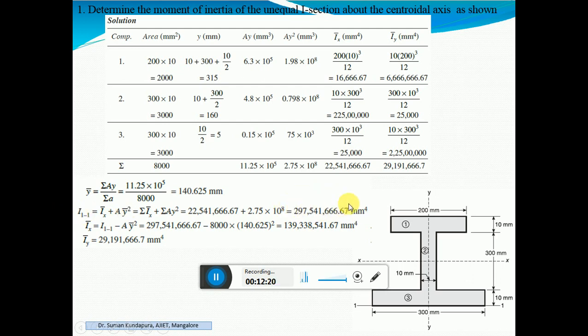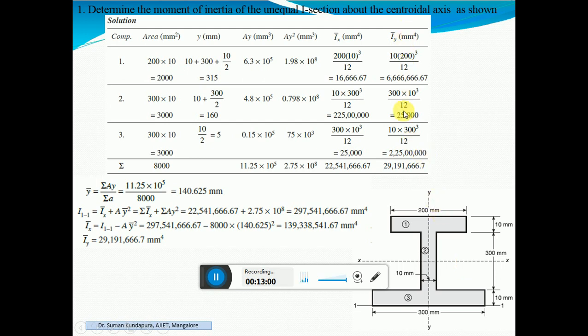Now from this summation I11, I can find out what is Ix bar. That is, summation Ix bar is equal to I11 minus A into y bar square. So please substitute the value of I11 and minus A, total area 8000, into y bar. Y bar we have found as 140.625, square of that. So you will get Ix bar lying here.